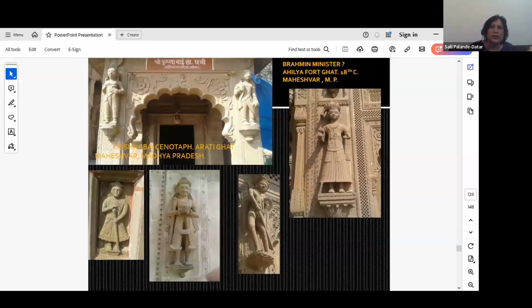Similarly, we see the depiction of the 9 yard sari ladies. We see depiction of the costumes of the 17th, 18th century Marathas here, with the Puneri pagdi and so on.